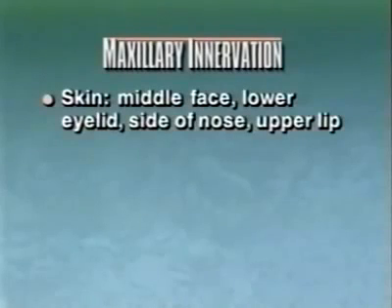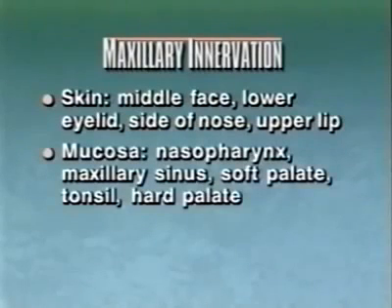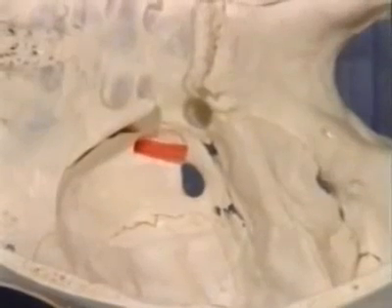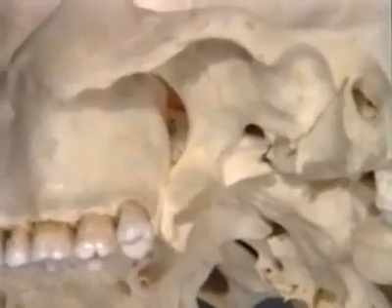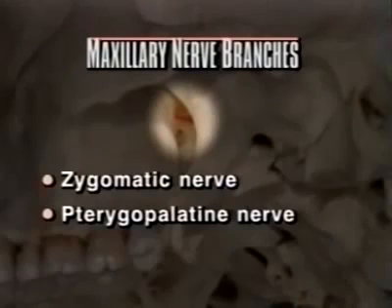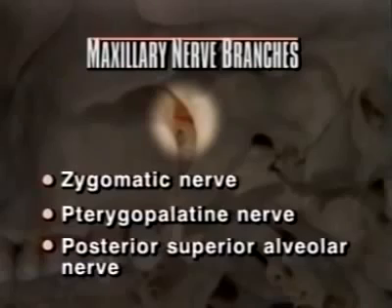The maxillary division of the trigeminal nerve is exclusively sensory and innervates the skin of the middle portion of the face, lower eyelid, side of nose, and upper lip, the mucosa of the nasopharynx, maxillary sinus, soft palate, tonsil, and hard palate, and the maxillary teeth, periodontium, alveolar bone, and gingiva. The maxillary nerve exits the cranium through the foramen rotundum to reach the pterygopalatine fossa, where it gives off several branches: the zygomatic nerve, the pterygopalatine nerve, and the posterior superior alveolar nerve.